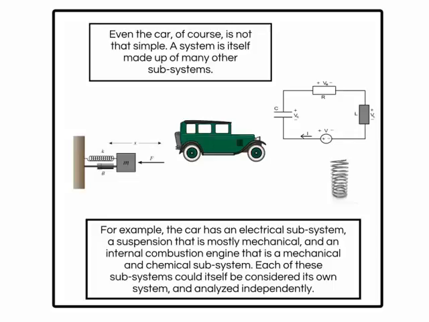So a system can be defined in different ways depending upon what your goal is in modeling the system. You might define your system as a large piece of the world, such as the entire car, or you might define your system as a very small piece of the world, such as the suspension of the car. But no matter how you define your systems, all systems have a particular characteristic in common.